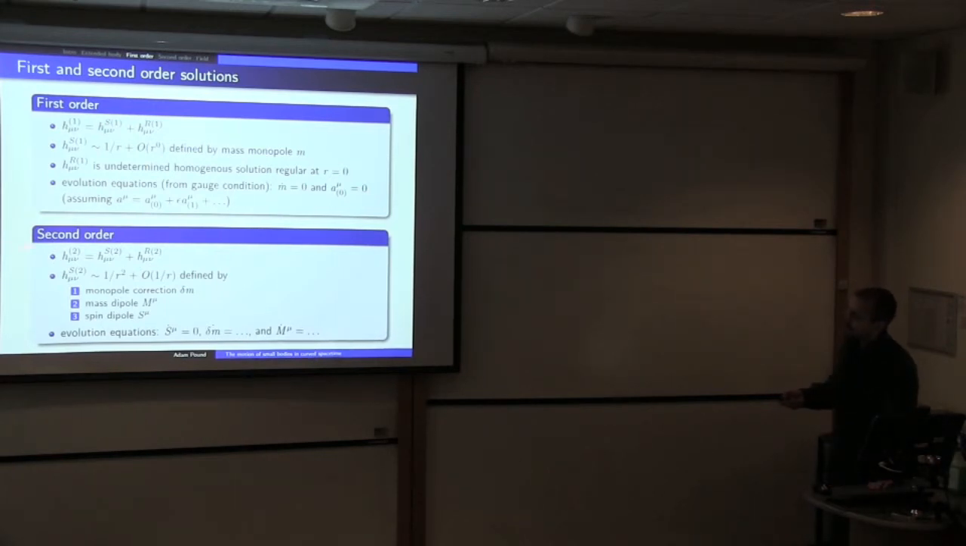At second order, again I have self field plus regular field. Now the self field is behaving as 1 over R squared rather than 1 over R, and it's defined by a correction to the monopole, the mass dipole moment, and the spin of the object. So once I impose the gauge condition again, I get evolution equations. I get that the spin is parallel propagated along the world line. So this is just the leading order spin. It's later, at higher orders, you'll have torques acting, but at leading order, it's parallel propagated.